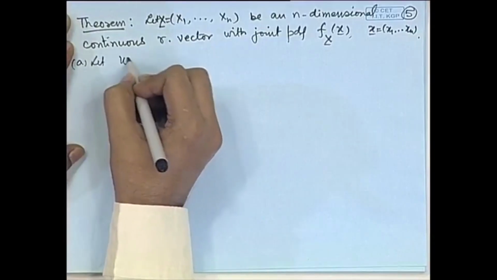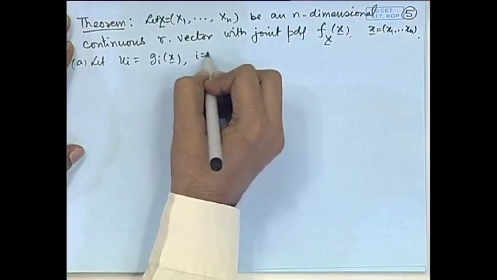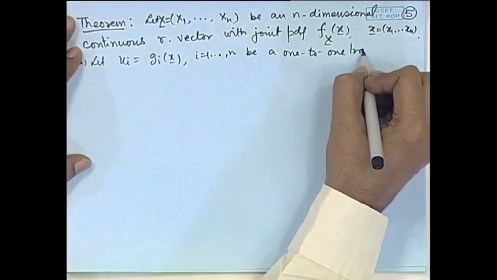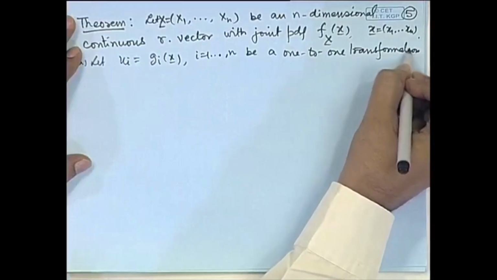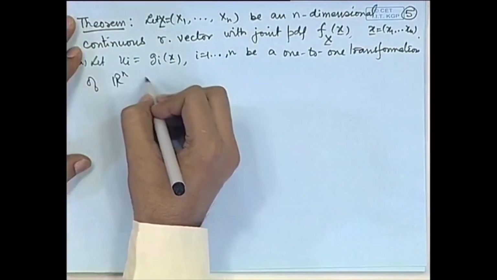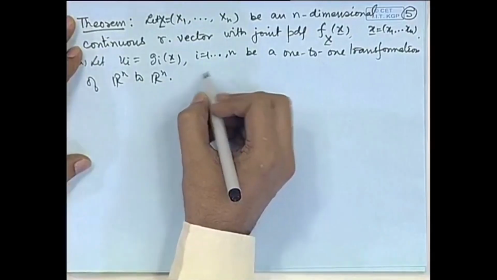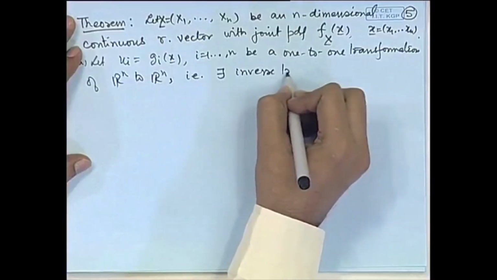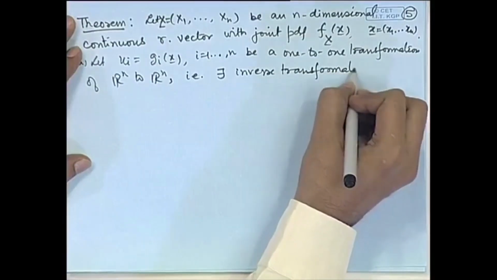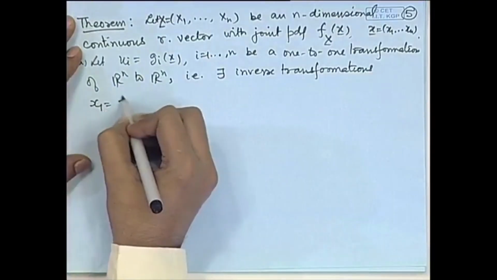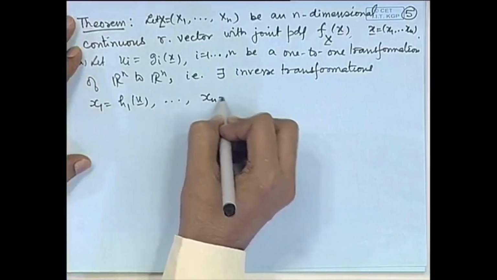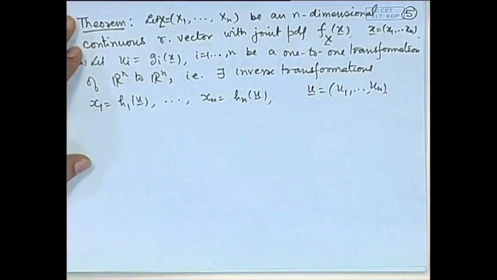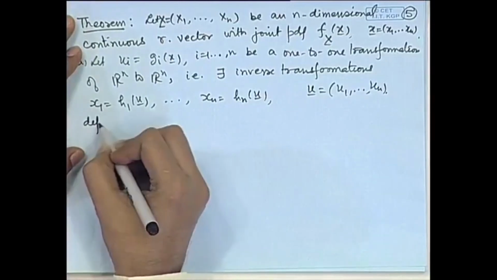Let u_i = g_i(x), i = 1 to n, be a 1-to-1 transformation of R^n to R^n. If it is 1-to-1, then there exist inverse transformations, let us call them x1 = h1(u) and so on, xn = hn(u), where u is (u1, u2, ..., un), defined over the range of the transformation.